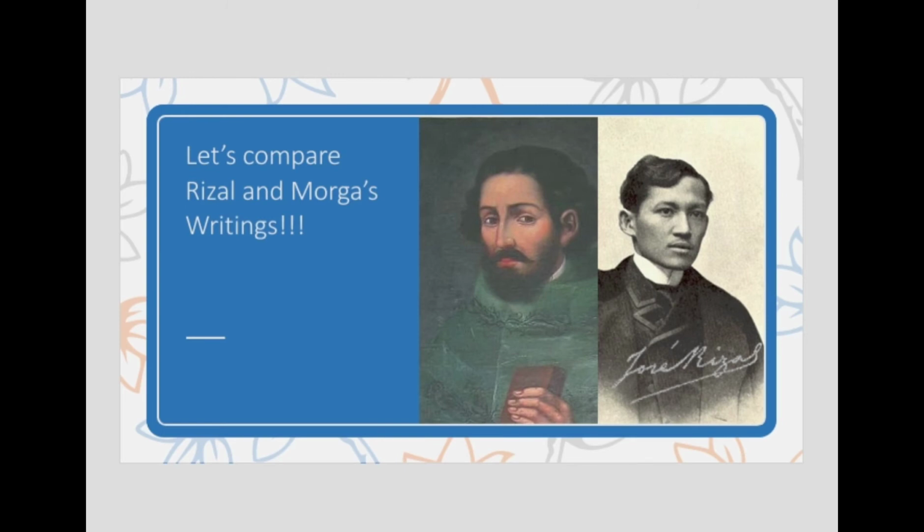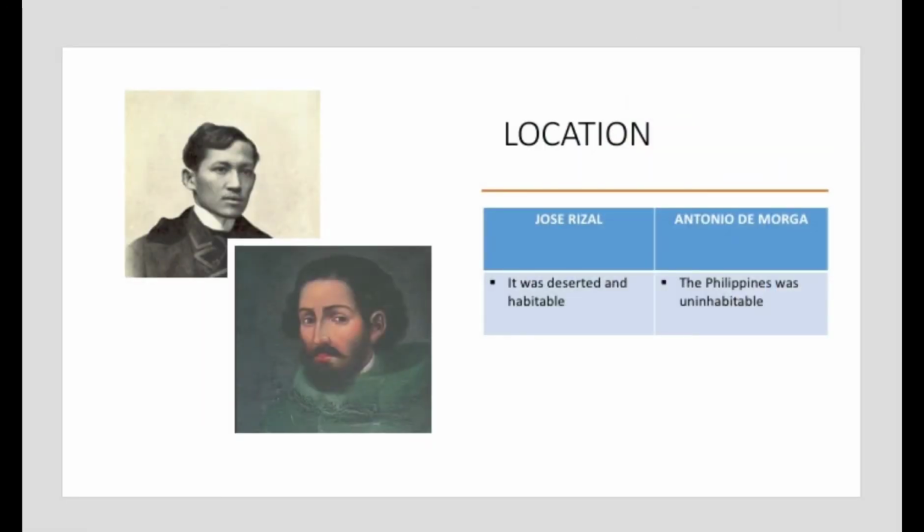Para mas maintindihan pa natin kung ano yung part na nag-agree si Rizal at saka nag-disagree sa writing ni Dr. Antonio de Morga, let's compare Rizal and Morga's writing in terms of location, climate, plants, culture and society, government, economy, food, and burial of dead rituals. So first, location. Sabi ni Antonio de Morga, the Philippines was uninhabitable, and according naman kay Rizal, the Philippines was deserted and habitable. So, sa location is magkaiba sila ng pananaw.